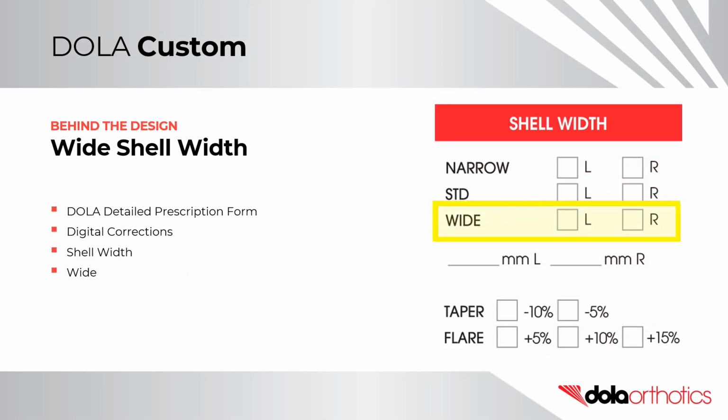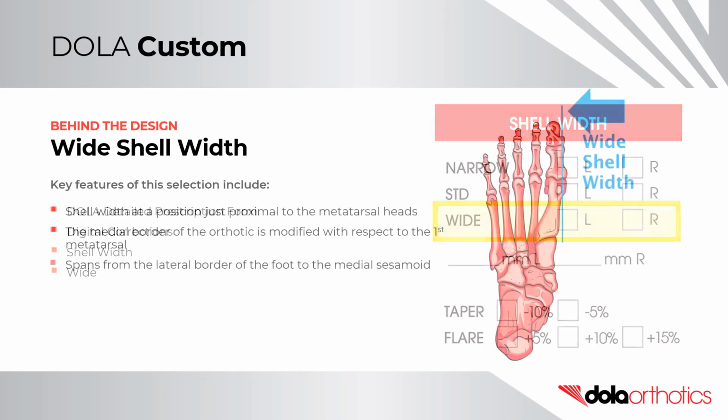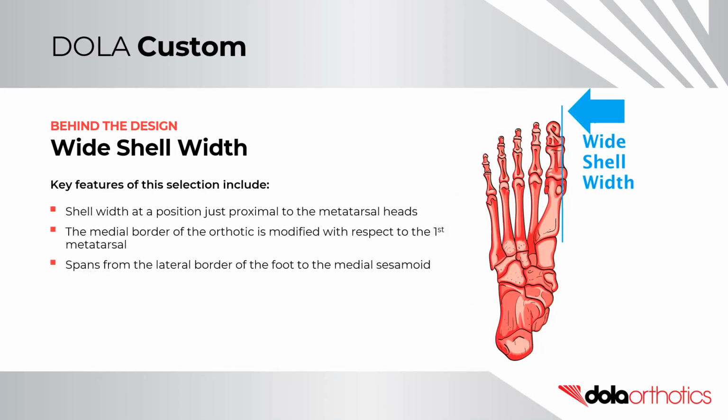They selected the wide shell width from the digital correction section of the DOLA detailed prescription form. Key features of this selection include the measurement of the shell width at a position just proximal to the metatarsal heads. The medial border of the orthotic is modified with respect to the first metatarsal. For wide shell width, it spans from the lateral border of the foot to the medial sesamoid.